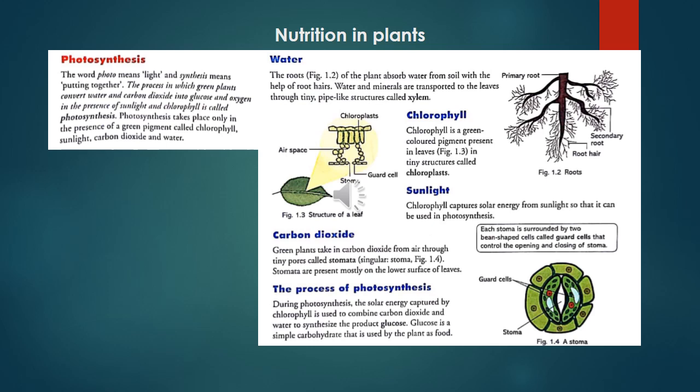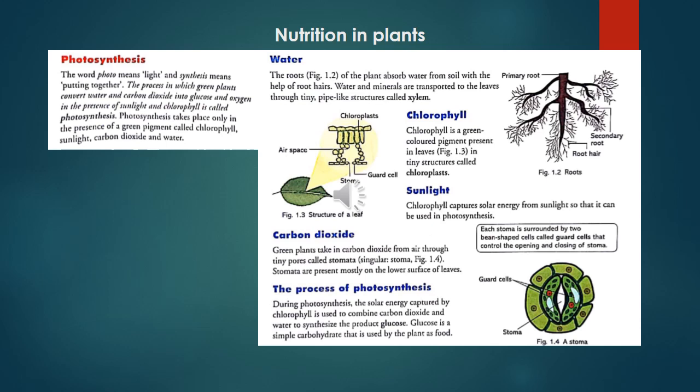The process of photosynthesis. During photosynthesis, the solar energy captured by chlorophyll is used to combine carbon dioxide and water to synthesize the product glucose. Glucose is a simple carbohydrate that is used by the plant as food.